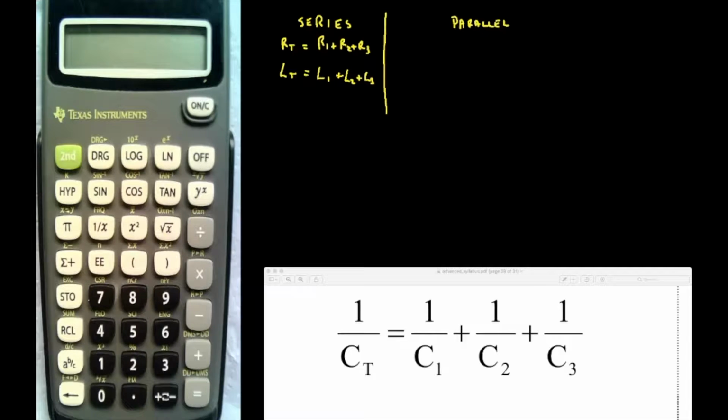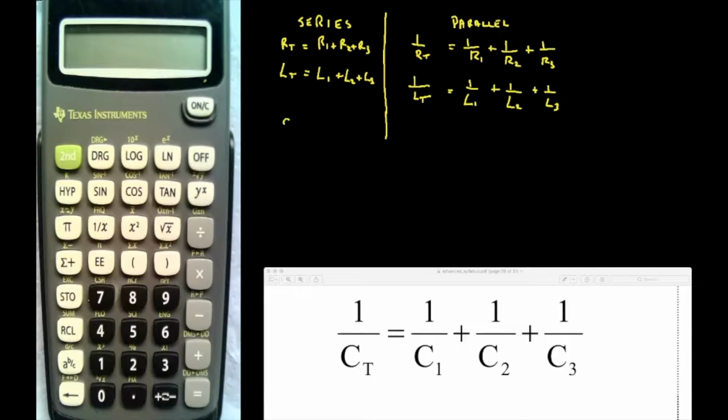And in parallel, the situation continues. 1 over RT is equal to 1 over R1 plus 1 over R2 plus 1 over R3, etc. And for inductors, 1 over LT equals 1 over L1 plus 1 over L2 plus 1 over L3, etc. So the odd one out then is capacitance.